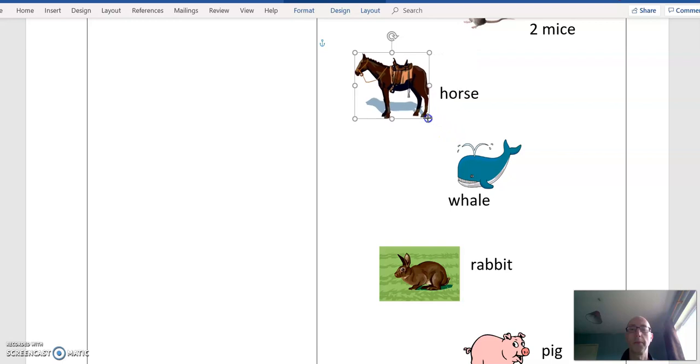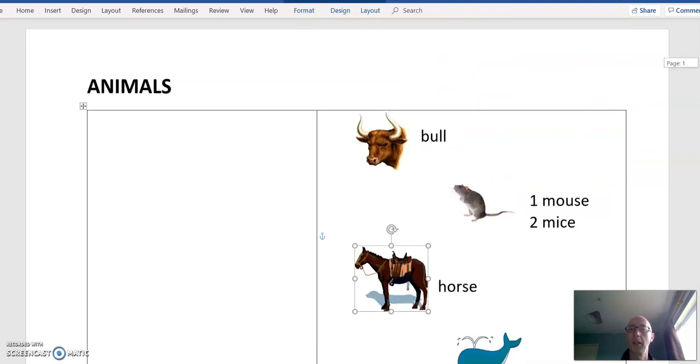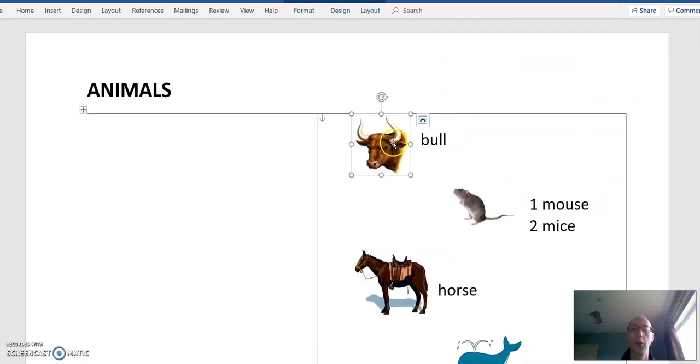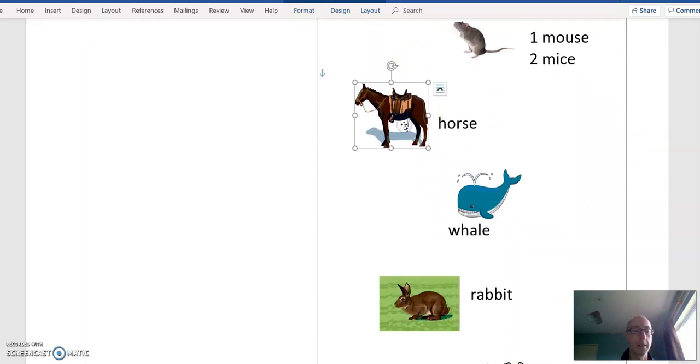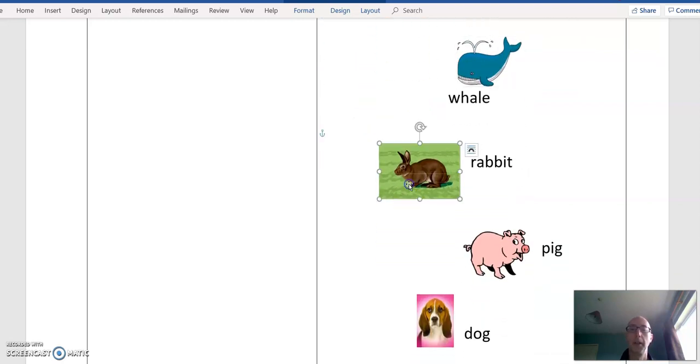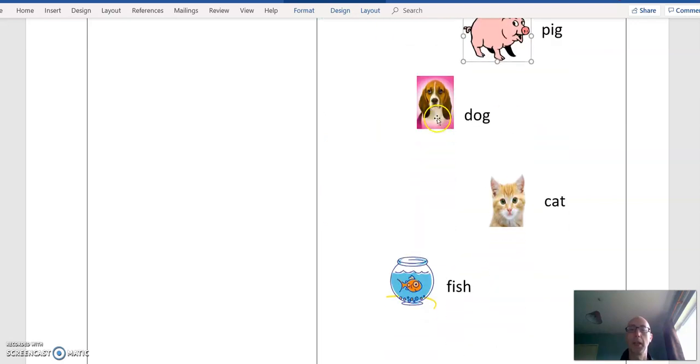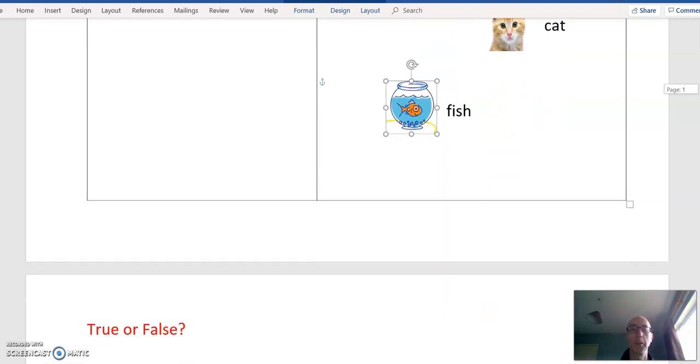This is a horse. So let's look at the different animals. This is a bull. The bull has horns on his head. This is a mouse. We have one mouse, two mice. This is a horse. This is a whale. A rabbit. A pig. A dog. A cat. A fish. Okay, so we know the animals.